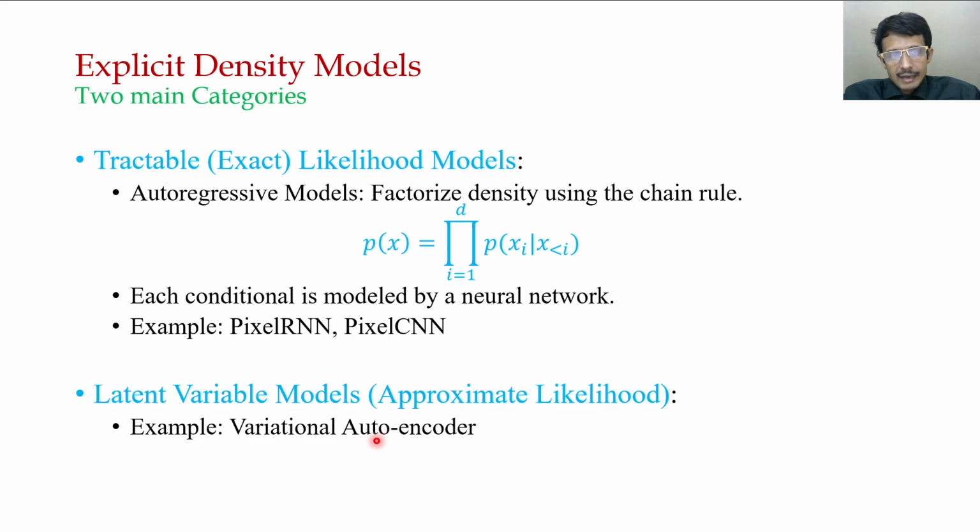Another thing is called latent variable model, that approximates likelihood. This is called variational. This is the example of this kind, variational autoencoder. What we know about autoencoder, we'll see later in detail. But here, just briefly, what do we mean by autoencoder? That reconstructs the input. That is called autoencoder.